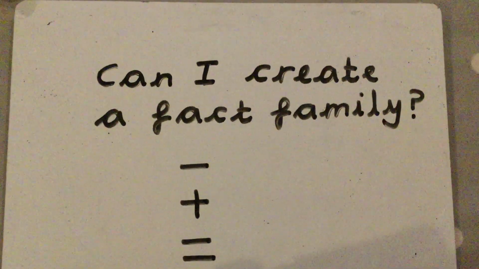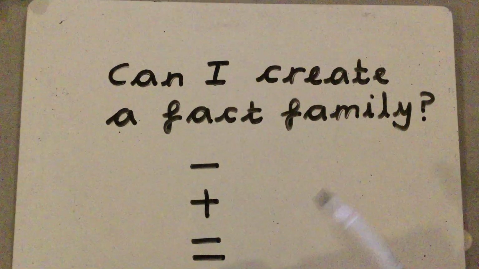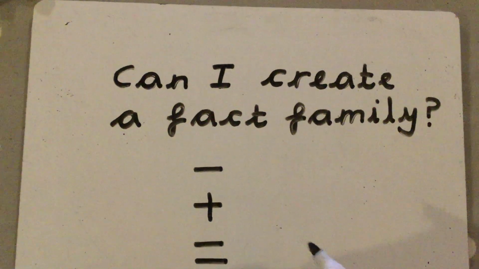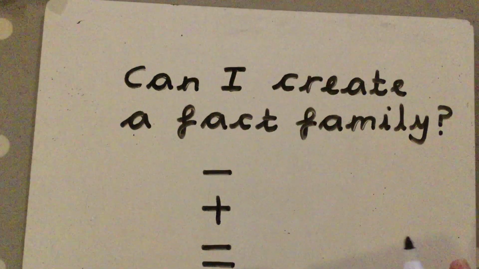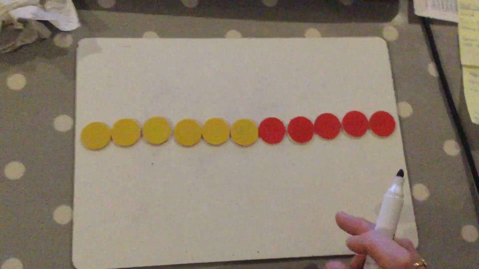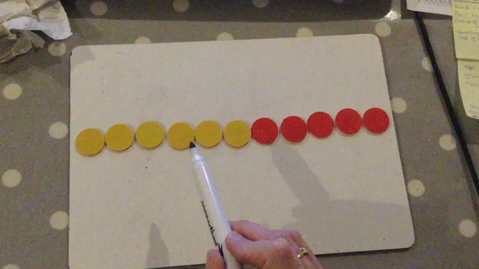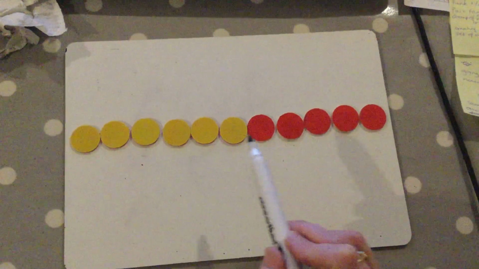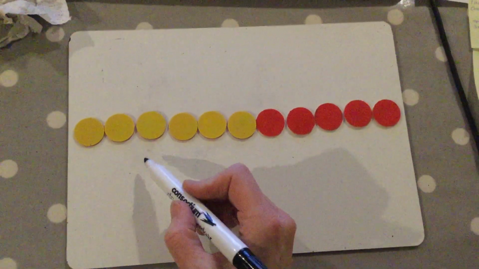We're going to be thinking about how our subtraction and addition is linked, and we're going to write fact families, a group of number sentences or equations using the same set of numbers. Now, if I just turn over here, you can see that I've got 1, 2, 3, 4, 5, 6, 7, 8, 9, 10, 11 counters.